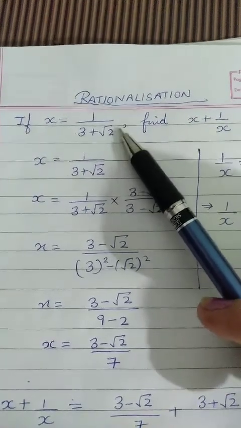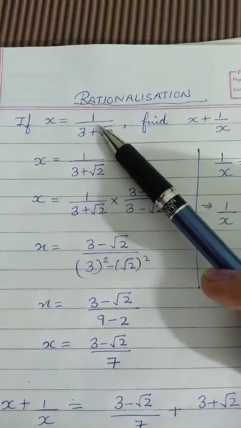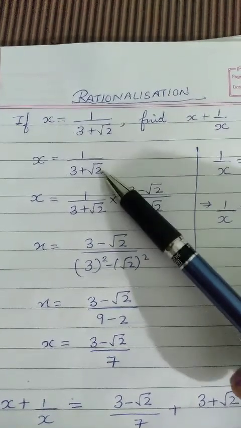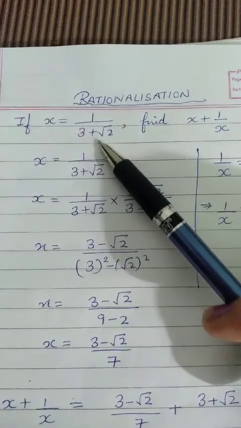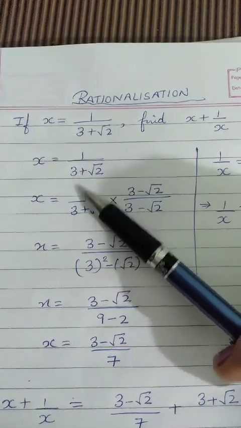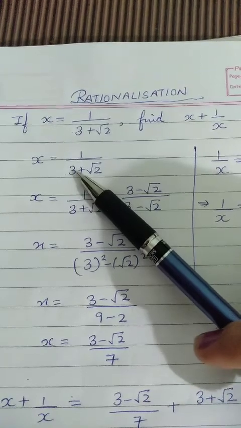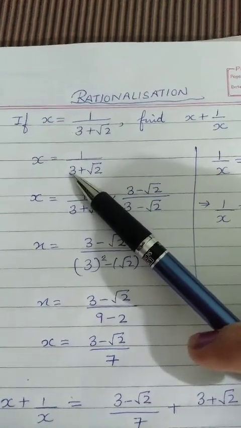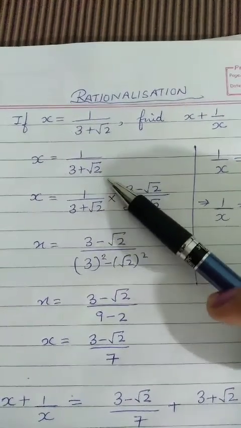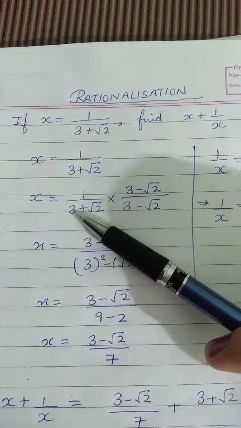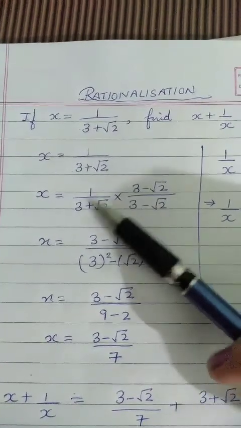That means this denominator, 3 plus root 2, is irrational. So this is an irrational number. First of all, we have to make the denominator rational. To make the denominator rational, we have to multiply it by its conjugate, because the type of the denominator is a plus b. So 2 terms means we have to multiply it by its conjugate, and since it is of the type a plus b, the conjugate is a minus b.